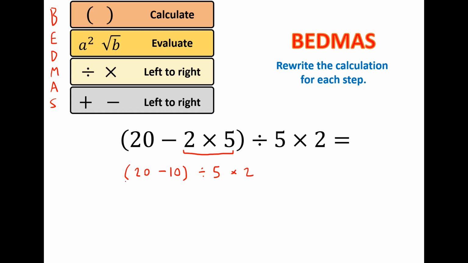Now we still have to go by order of operations, so we solve what's inside the bracket first. So now the last thing we have to solve is what's inside the bracket, 20 minus 10, which in this case is just going to be 10.